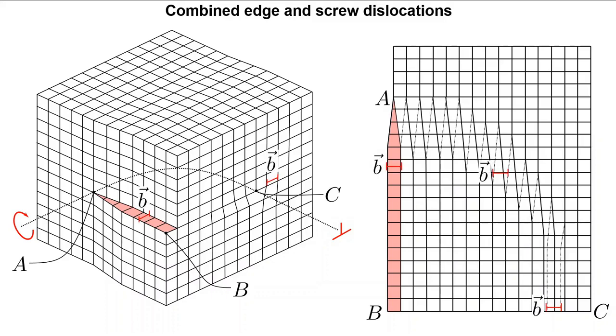Simply by inspection, we can identify the Burgers vector on the screw side, AB, and on the edge side, BC. Since this is a continuous dislocation, it must smoothly blend between the two. Additionally, it must also have nearly the same Burgers vector magnitude as it does so.